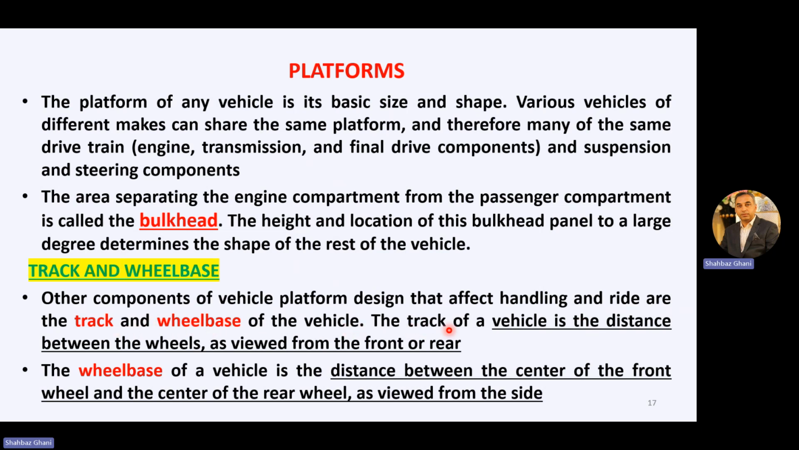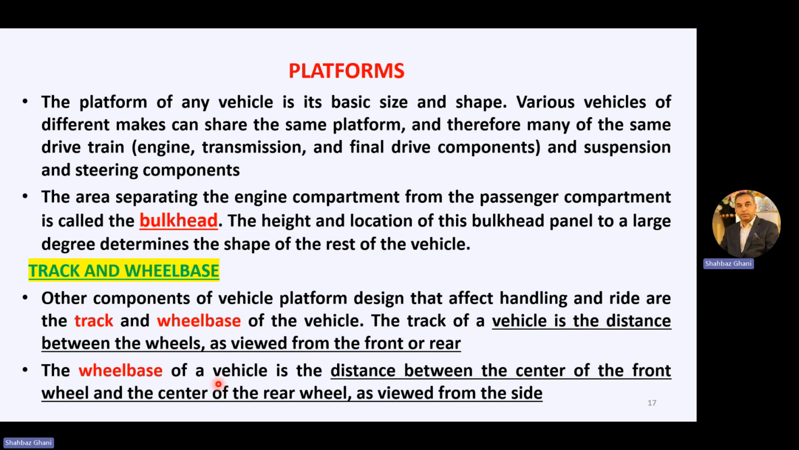The track of the vehicle is the distance between the wheels. So if we are seeing the vehicle from the front or the rear, the distance between the two wheels is your track as viewed from the front or the rear.